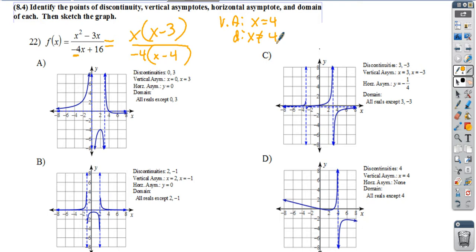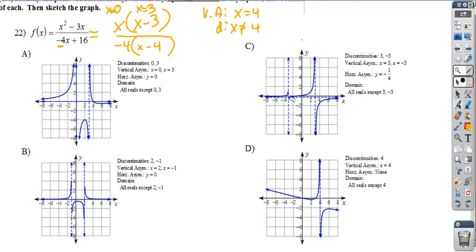The zeros would be when the top equals 0. So x equals 0 and x equals 3 would be the x-intercepts. That's what makes y equals 0. So it's going to be D because D is the only one that doesn't have a horizontal asymptote. Let's double check. So there should be a 0 at x equals 0, and there is. Should be another 0 at x equals 3, and there is.